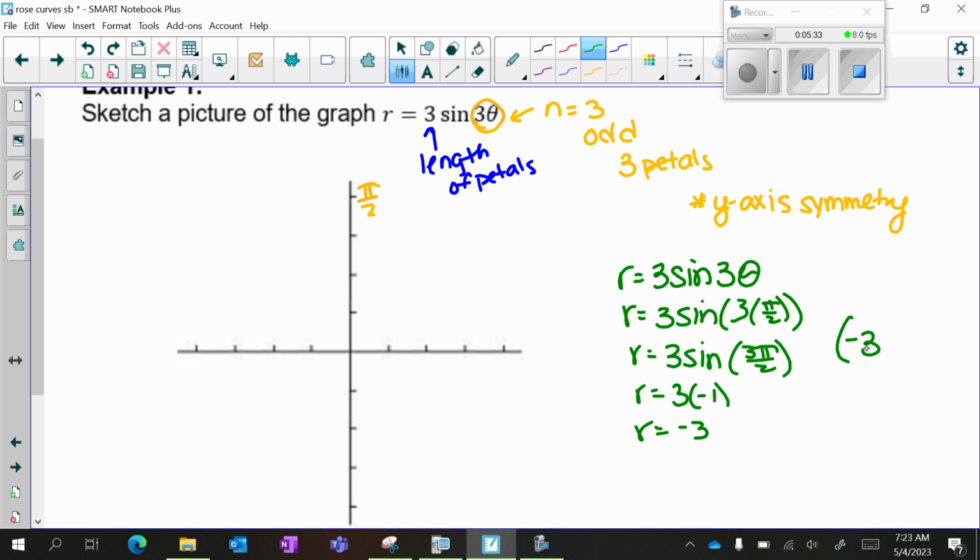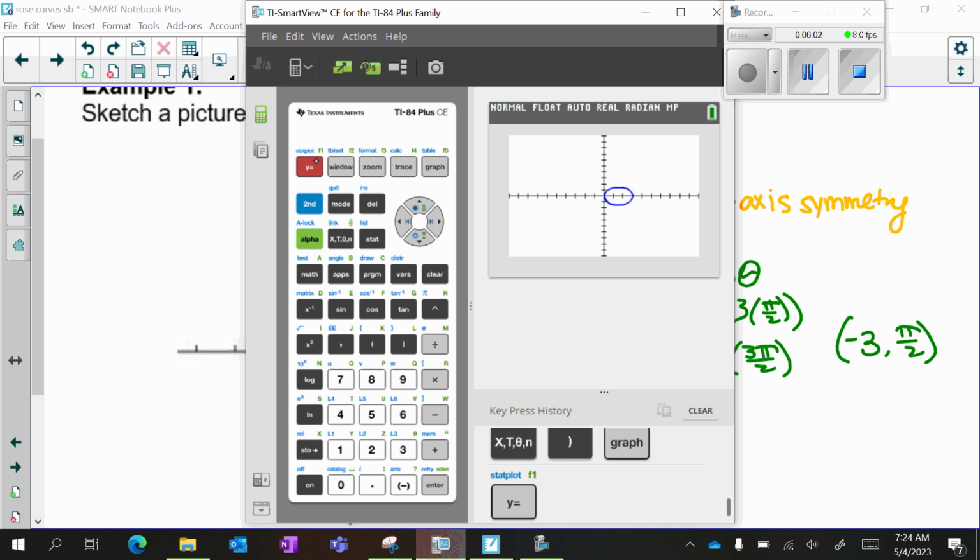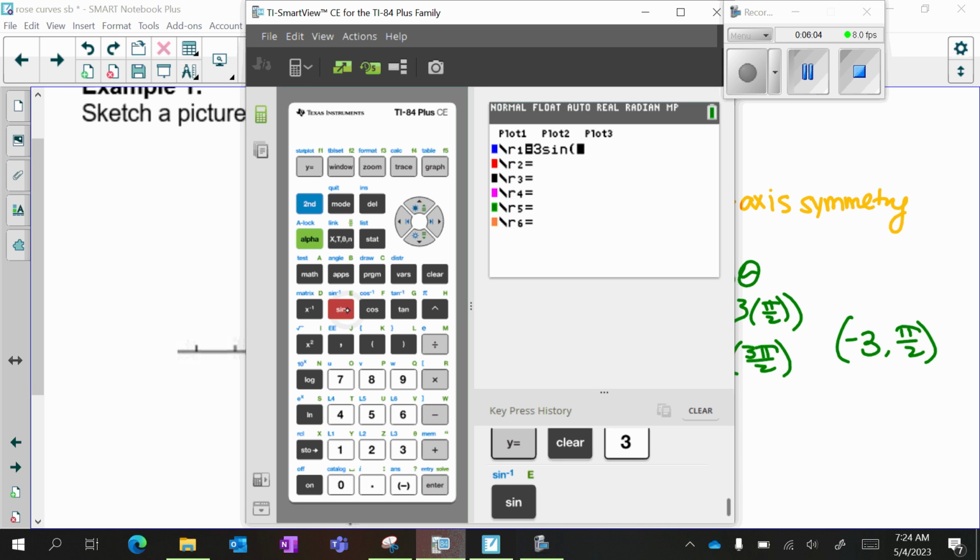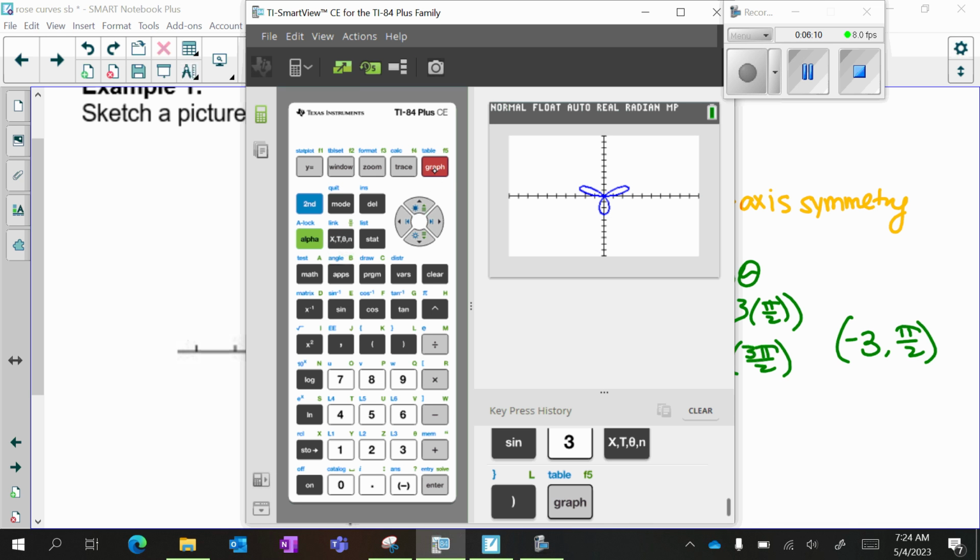So the point negative 3, pi over 2 has to be on my graph, which means it is going to go down. And remember, the length of my petals is 3 because of this 3 here. I also have 3 petals. I have to have y-axis symmetry. So it has to look like this and like that. Remember, this is just a sketch. It doesn't need to be perfect. And then if you want, you could go to your calculator. y equals 3 sine 3 theta. And it matches. So we're good.